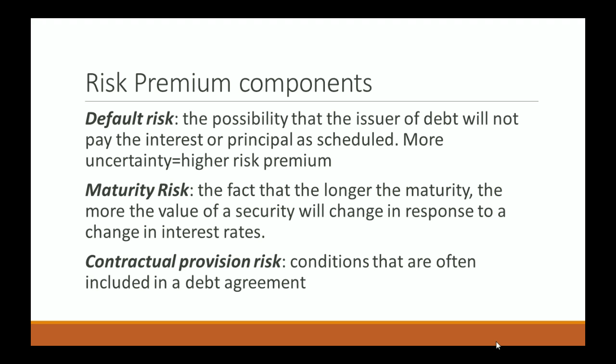Maturity risk. This is the fact that the longer the maturity, the more the value of the security will change in response to a change in interest rates. So if you have a bond that doesn't mature for 10 years, it will be much more responsive to changes in interest rates as opposed to a bond that matures in 2 years. Contractual provision risk, these are just conditions that are included within a debt agreement. They vary dependent upon each individual debt agreement.